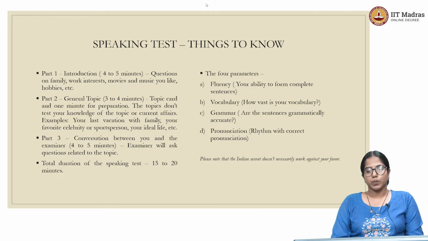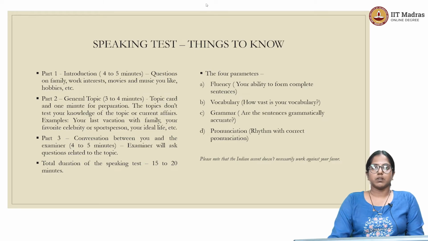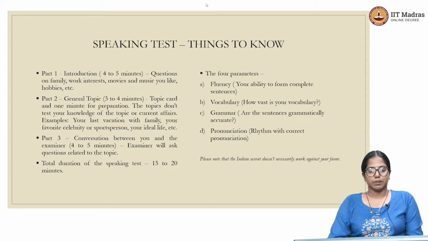Now, what are the 4 parameters based on which you will be evaluated? One is fluency, that is your ability to form complete sentences. The next parameter is your vocabulary. How vast is your vocabulary? They are going to check your vocabulary while you speak. Third is grammar. Are the sentences grammatically correct? And fourth, pronunciation, that is rhythm with accurate pronunciation.